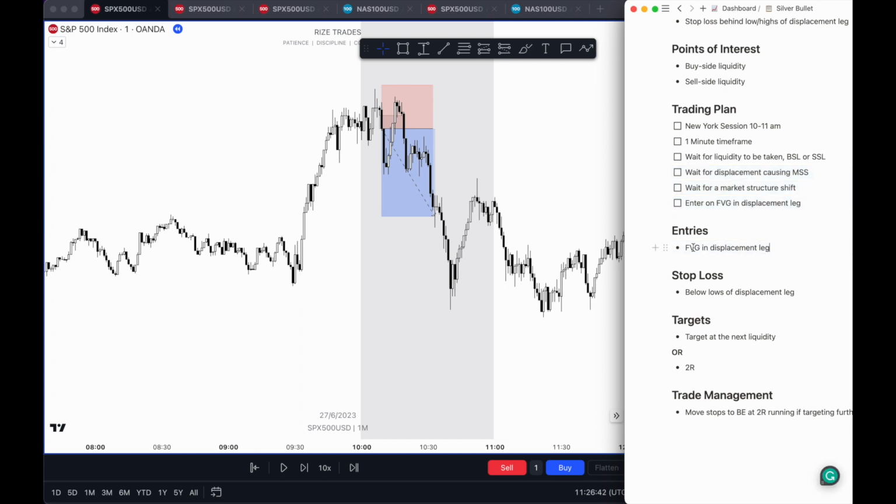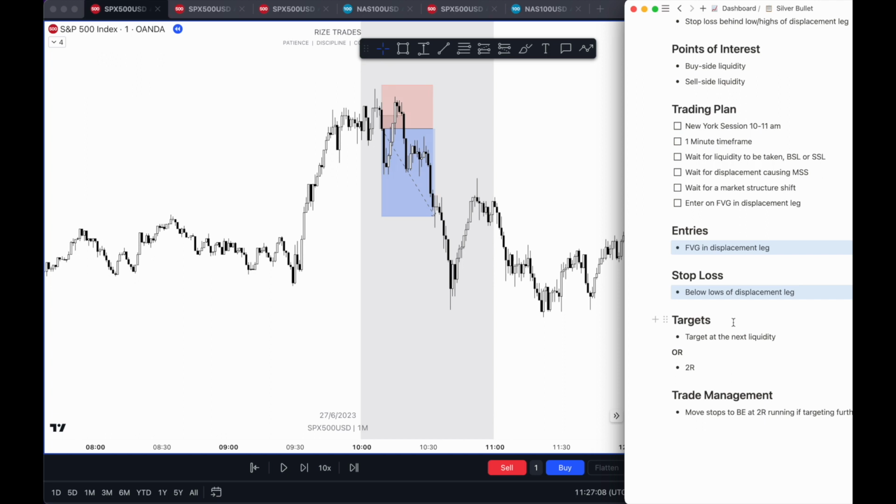So the entries are simple. We just take our entries from the fair value gap in the displacement leg. There's a little bit more detail of this in my community as well. I have an extra rule of how we choose what fair value gap to trade from. Stop loss is below the lows of the displacement leg, or above the highs of the displacement leg. Target, we can either target the next liquidity or we can target 2R. I tend to stick to 2R just to keep things simple.